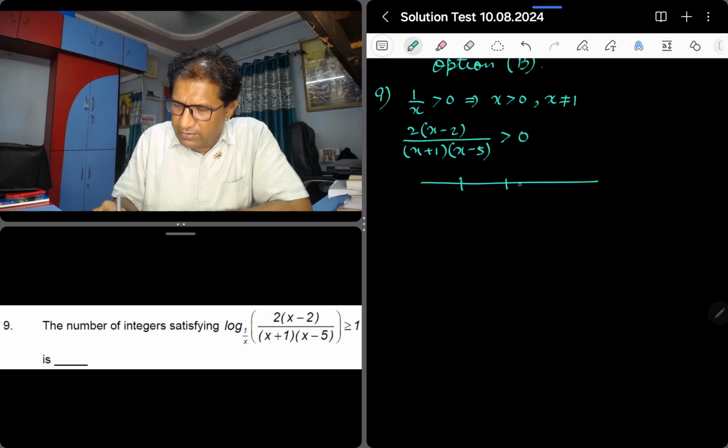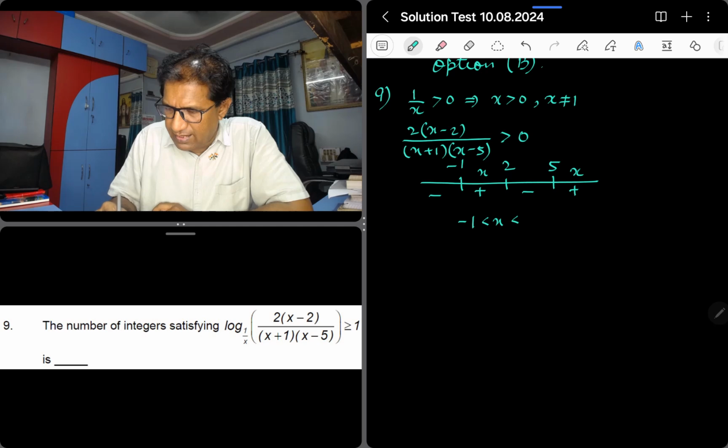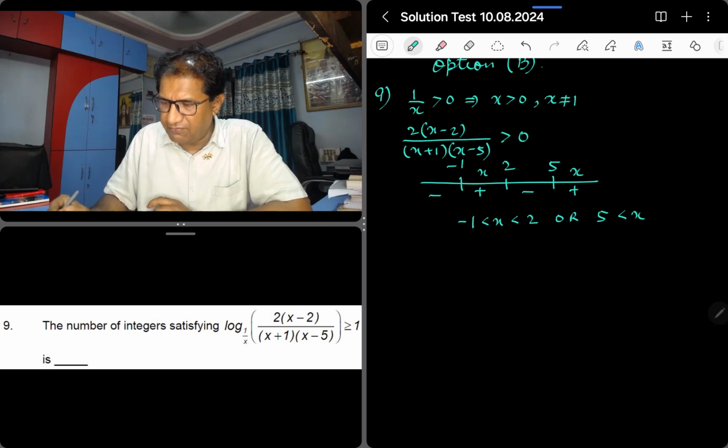So the critical points that we are getting are minus 1, 2 and 5. So your x will come here and here. Therefore x is lying between minus 1 and 2, or 5 less than x less than infinity.